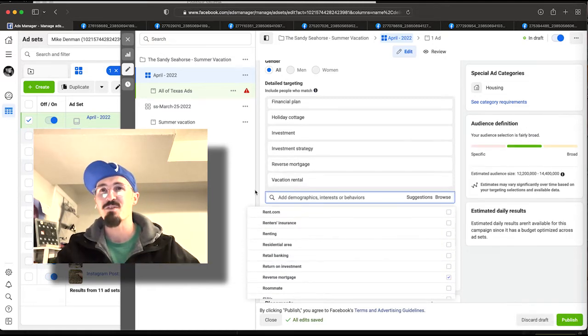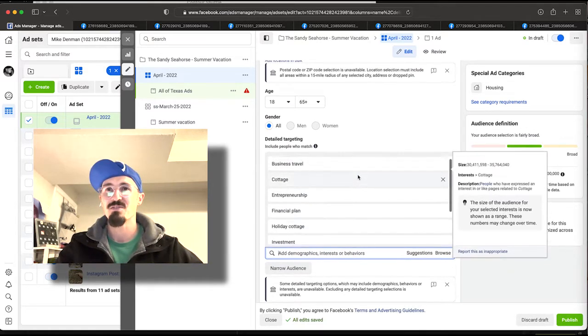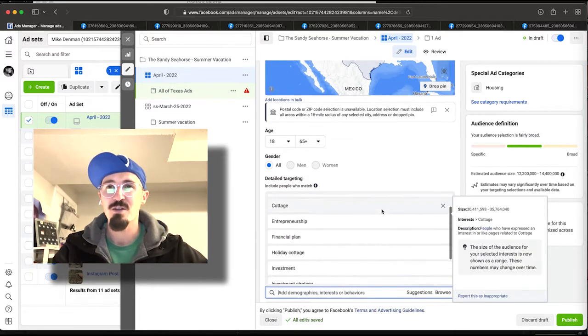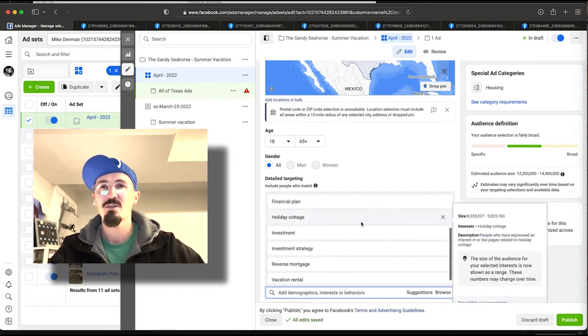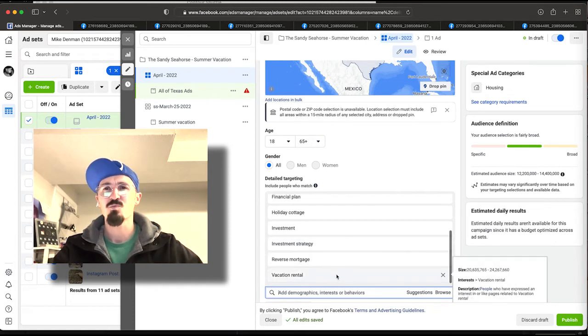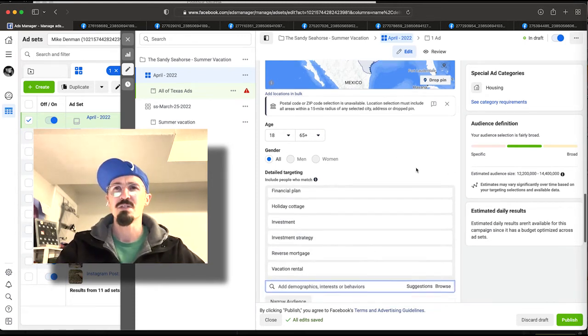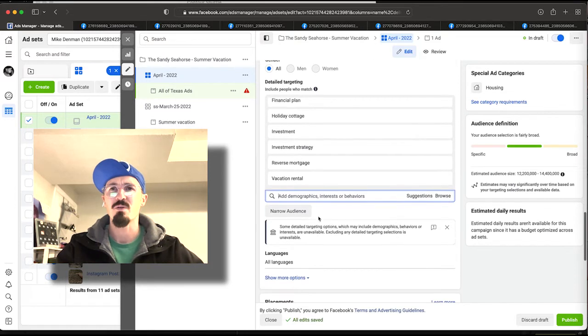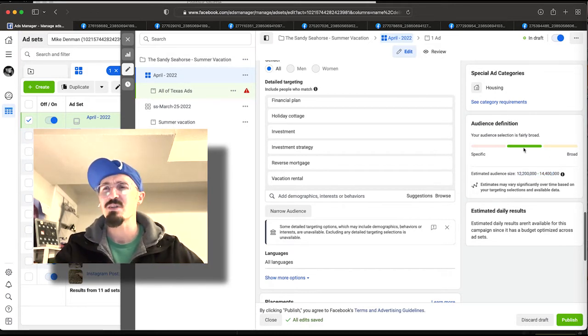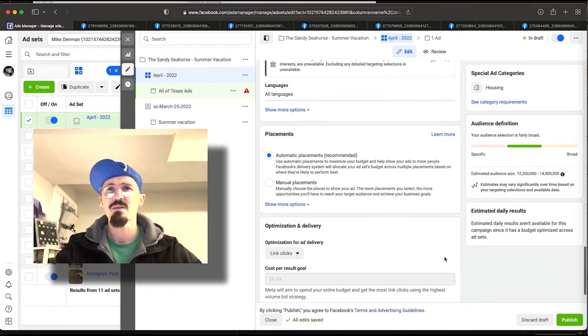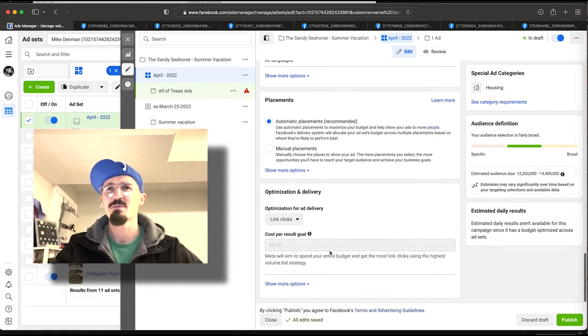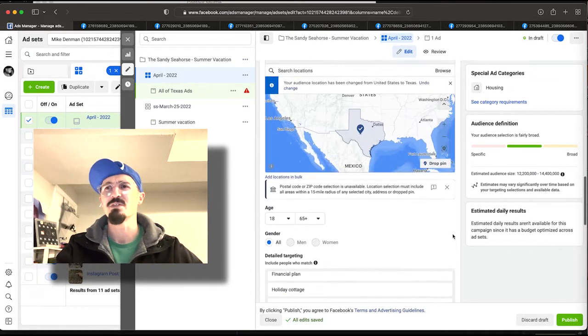All right, so that's really all the things on there. So essentially, I've just grabbed business travel, cottage, entrepreneurship, financial plan, holiday cottage, investment strategy, reverse mortgage, and vacation rental. These are all the detailed targeting that I'm going to go for, narrowing my search of people. Now I have 14.4 million potential people. This is a specific, fairly broad topic, they say. Yeah, that makes sense, but it's okay. We're going to keep it on automatic placements, optimized delivery, all that stuff sounds groovy.